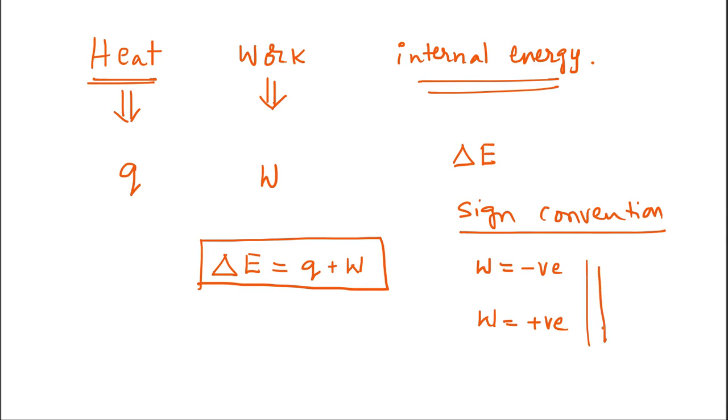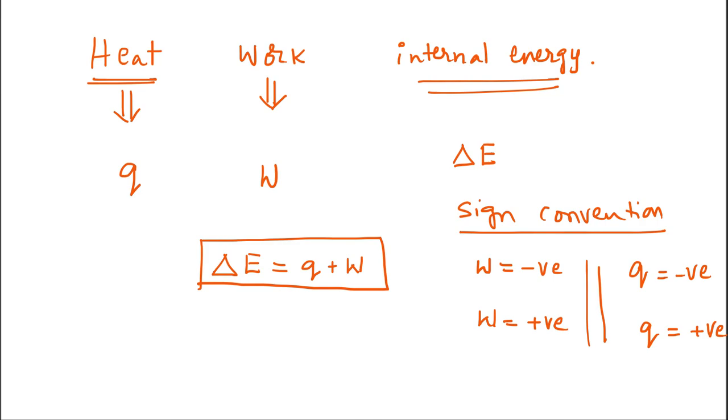Now let's talk from the heat point of view. System releasing the heat, therefore Q is negative. Then the system is gaining heat from the surroundings, that means it's a gain to the system, that is positive.